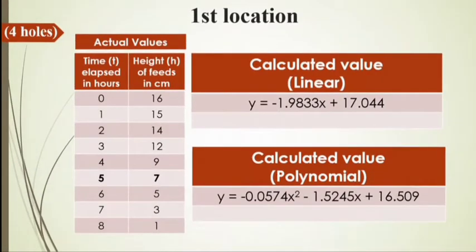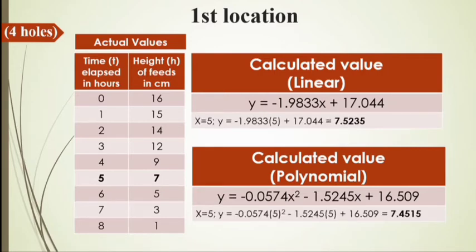Next is the same location but has 4 holes. This is our actual values and the other one is the calculated values. For linear, we have y is equal negative 1.9833x plus 17.044. If x is equal 5, then the calculated value for linear is 7.5235.